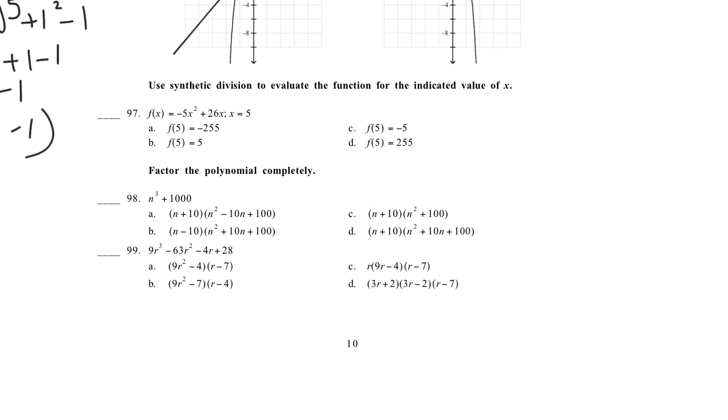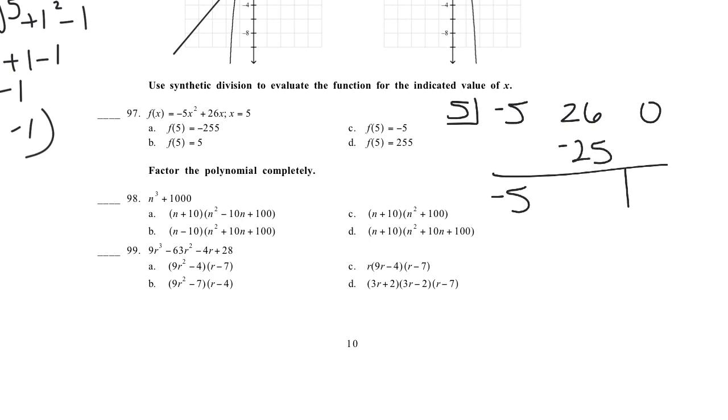Use synthetic division to evaluate. So this is negative, I'm going to plug in my 5, negative 5, 26, and 0, because I don't have a constant. And so negative 5, and I get negative 25, and we get 1, and we get 5 and 5. So my answer is 5B. And you could also get that just by plugging that in.